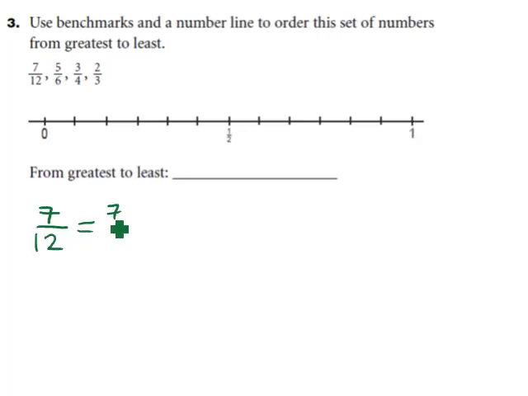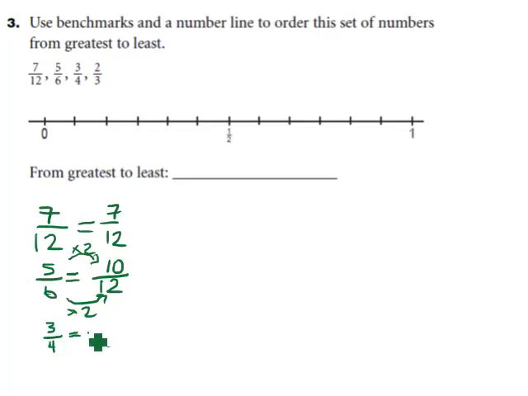Let's do that down here. 7/12 is equal to, hey, easy, 7/12. Let's rename them all as twelfths. 5/6 is equal to how many twelfths? Multiplied by 2. So you have to do that up here as well. And you get 10/12. And then 3/4 is equal to how many twelfths? Multiplied by 3, 9/12. And then the last one, 2/3, is equal to how many twelfths? Multiplied by 4, 8/12.